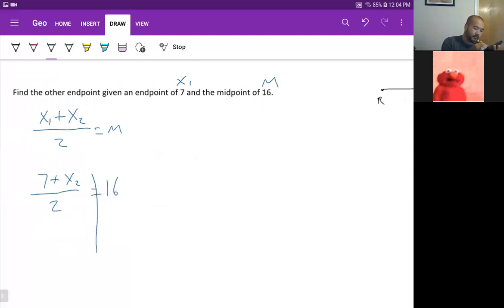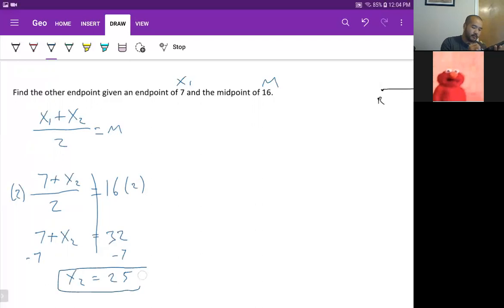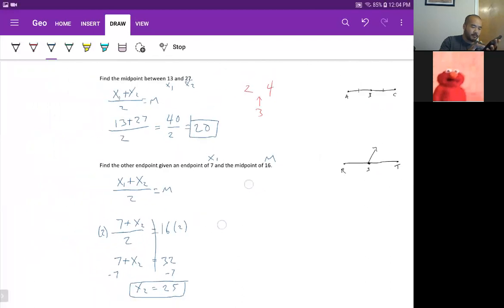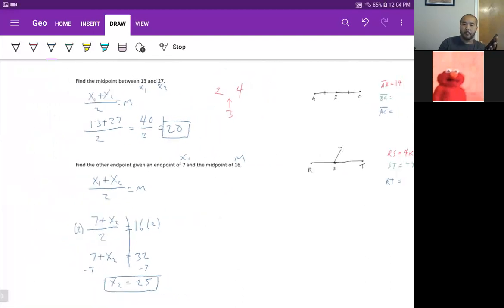So it's an algebra problem. Multiply both sides by 2. You'll get 7 plus x2 equals 32. And then subtract 7. So 32 minus 7 is 25. So that's the other type of midpoint question you get. Midpoint questions will be like this, if you're finding the midpoint or the endpoint.